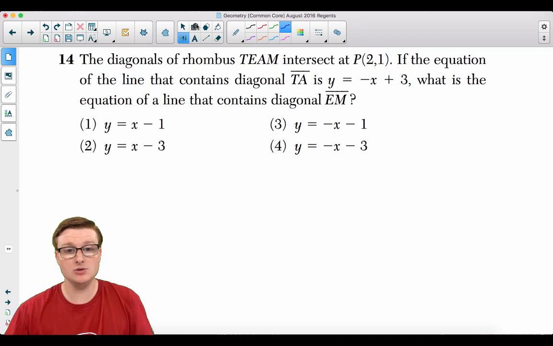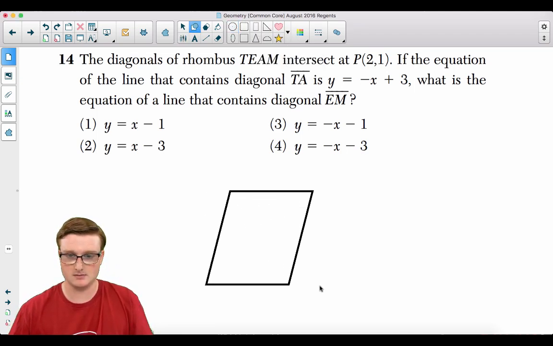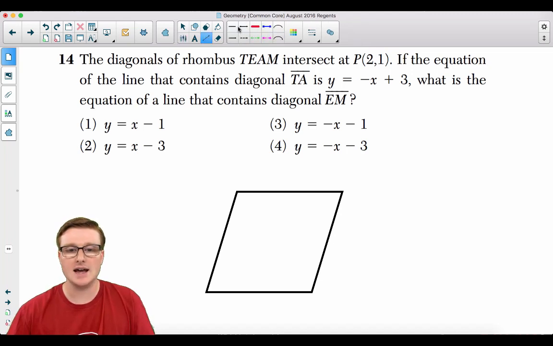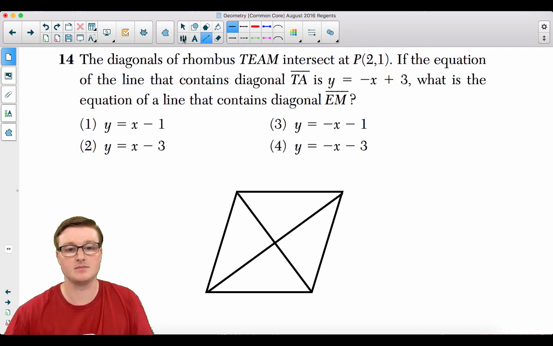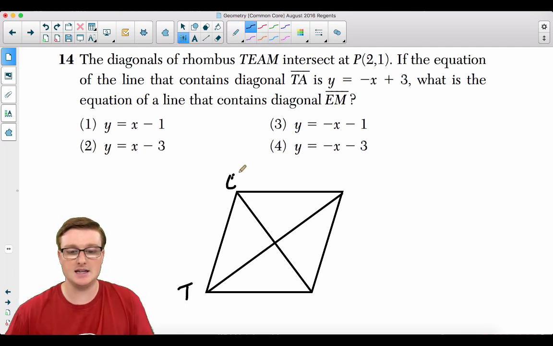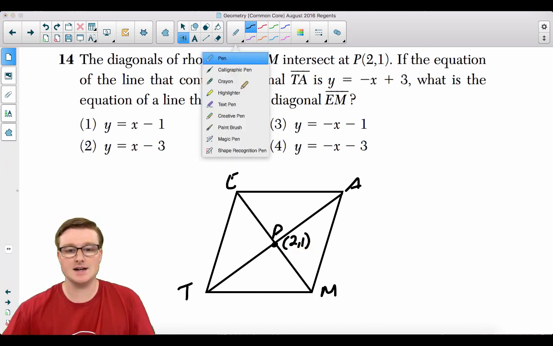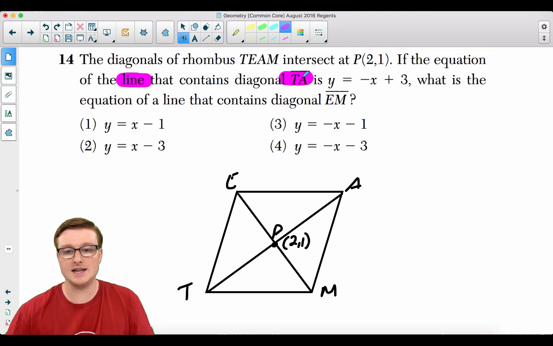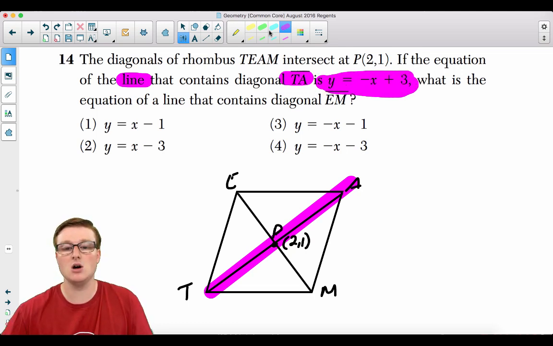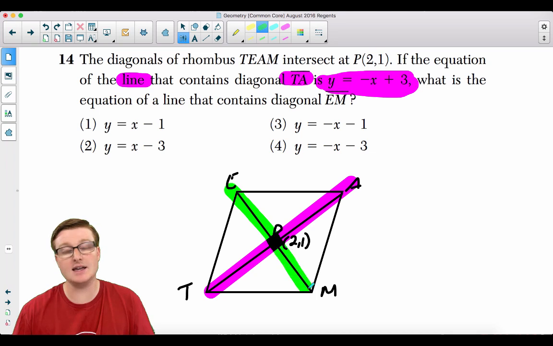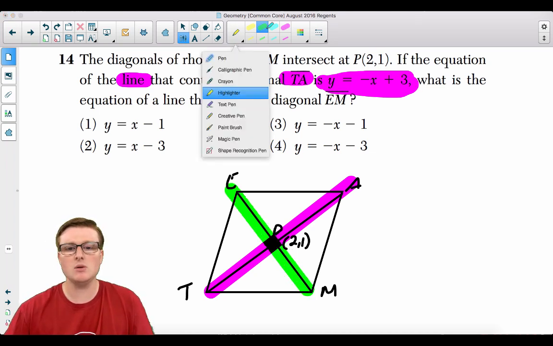So, I'm going to draw a rhombus. Remember that a rhombus has 4 congruent sides and that the diagonals are perpendicular bisectors of each other. So these diagonals create right angles. I'm going to label it as TEAM, and they intersect at P, which is the point (2, 1). They're saying that if the equation of the line that contains TA is y equals negative x plus 3, what is the equation of this other line? So you need to know a couple things.